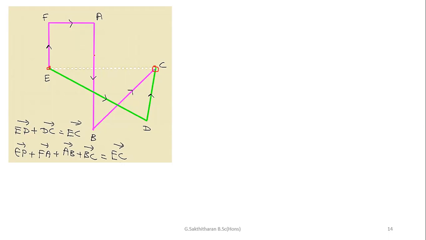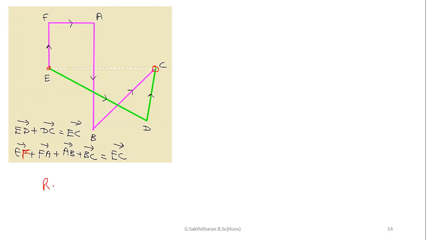Then another set of vectors, EF, FA, AB and BC, also gives the resultant vector. These vectors also start from E and end in C. So EF, FA, AB and BC give the resultant vector EC.